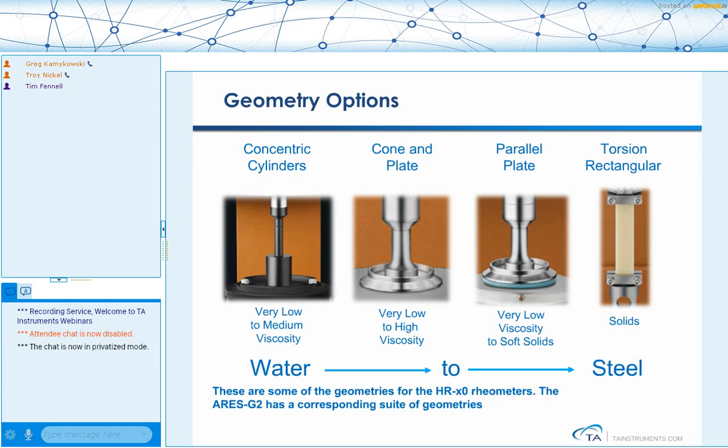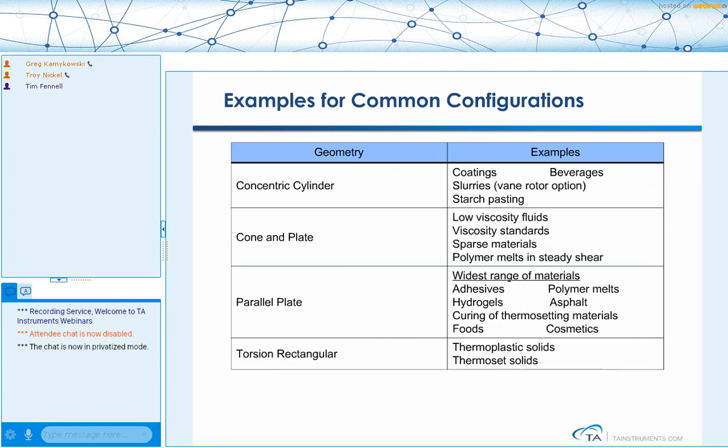The geometries that we're showing here are those that are used with the HR rheometers, and the geometries for the Aries are similar, but they are designed specifically for the Aries G2 rheometer. And this slide shows what the different geometries are typically used for.